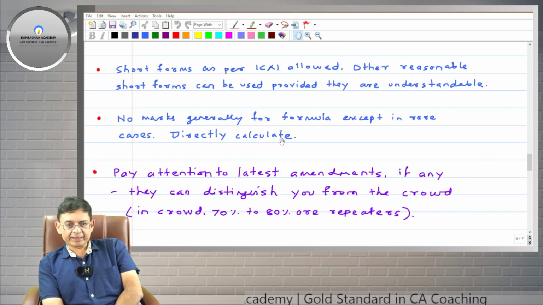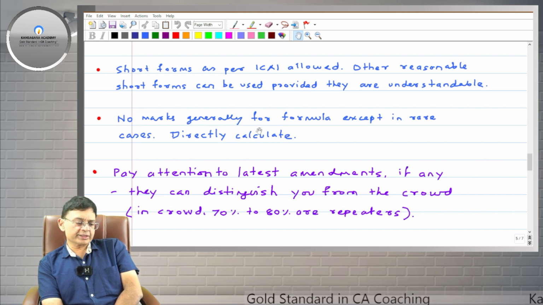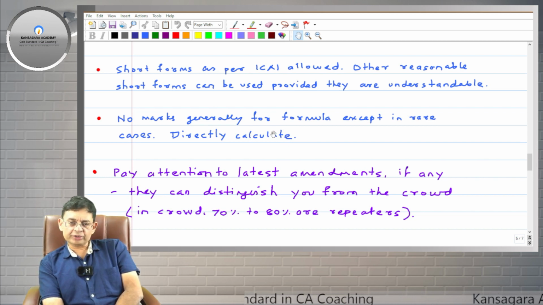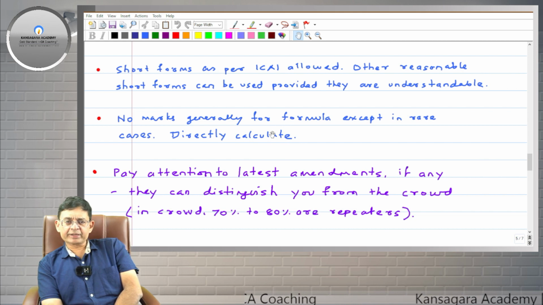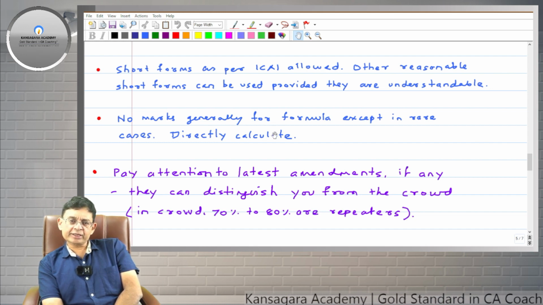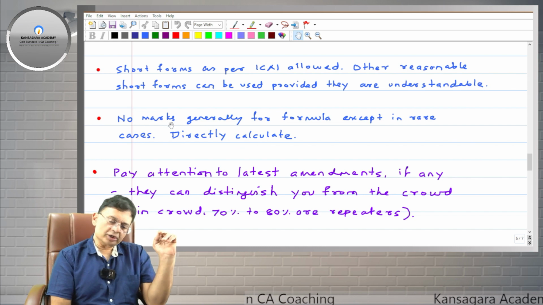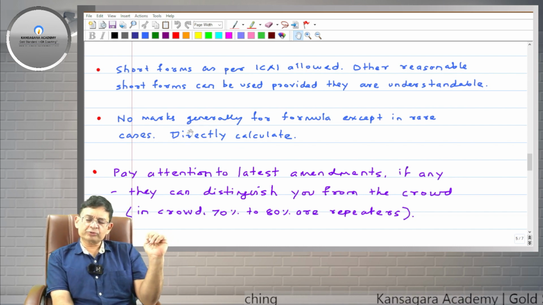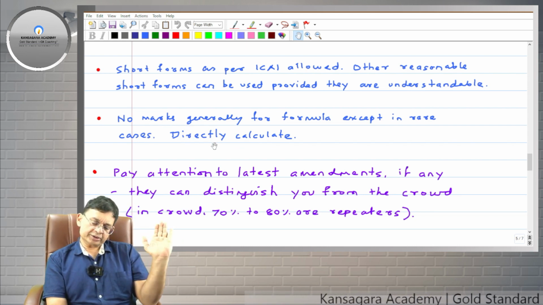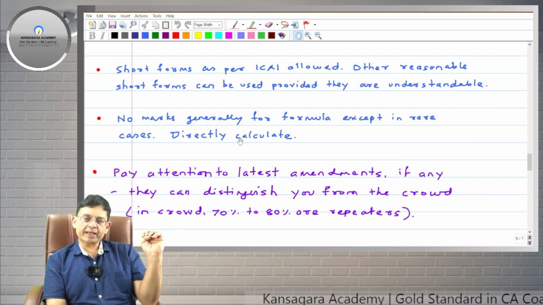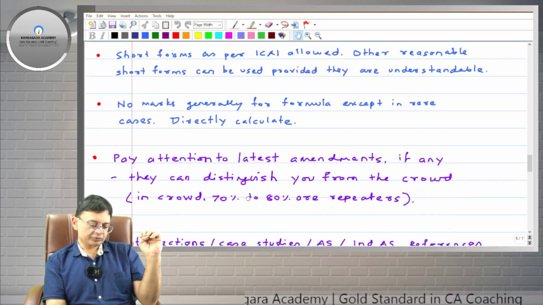Then are there any marks for formula? The general rule is that there are no marks for formula, except in some rare cases, like the binomial model for option valuation. When we calculate risk neutral probability, we generally write the formula and then make the calculation. So such cases are very rare. I will let you know such cases during our regular batch discussion. Otherwise you need not write formula, you need not memorize formula. You understand the formula properly and then you can directly calculate in the exam, students.